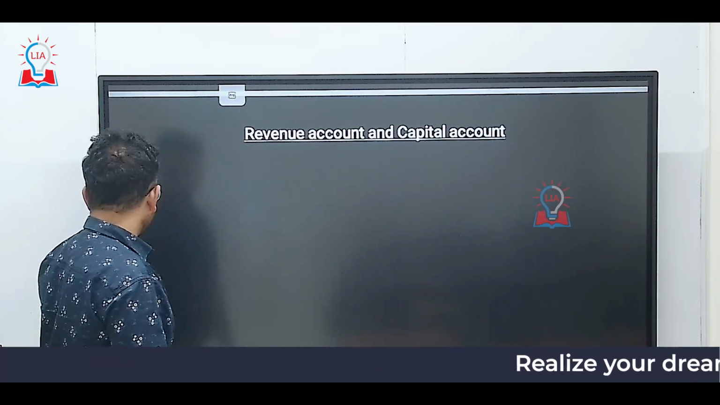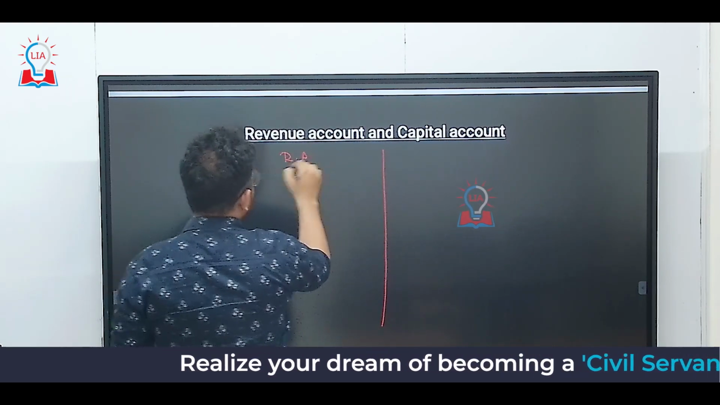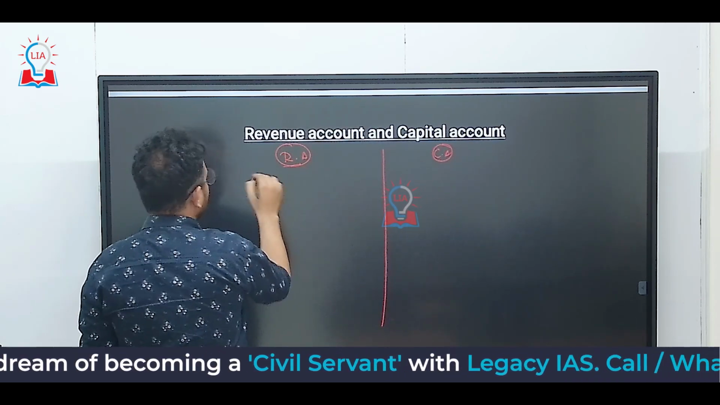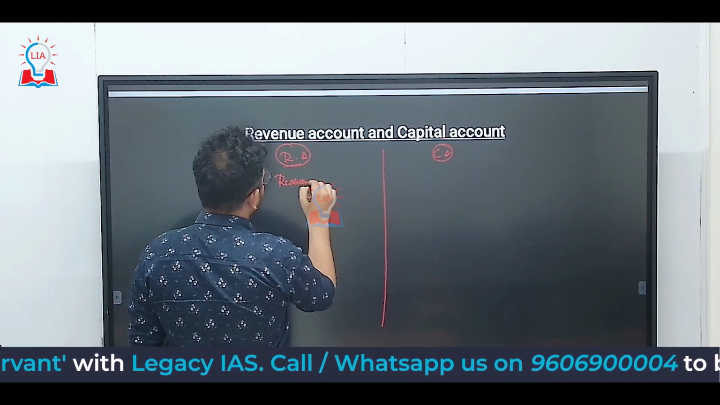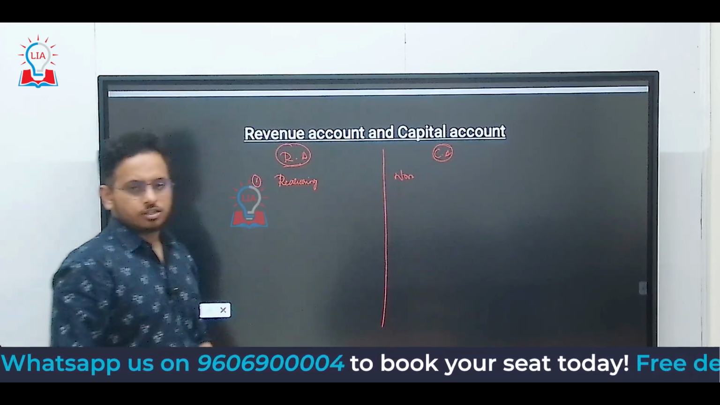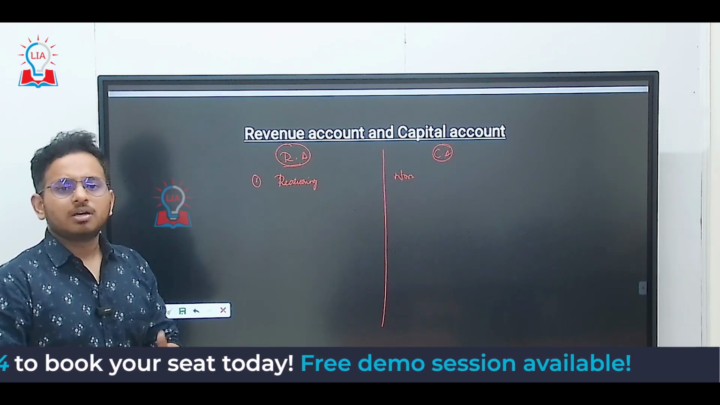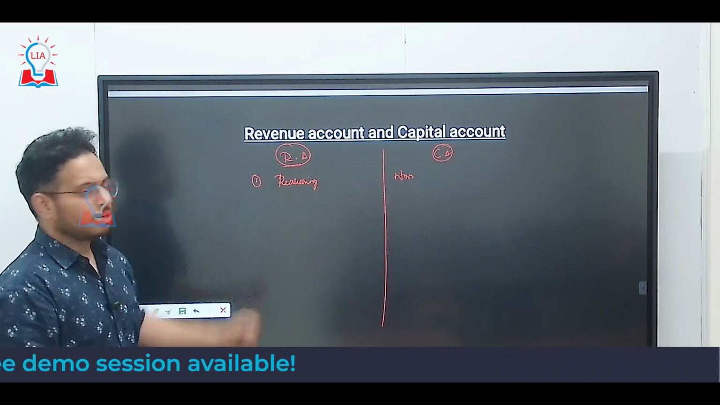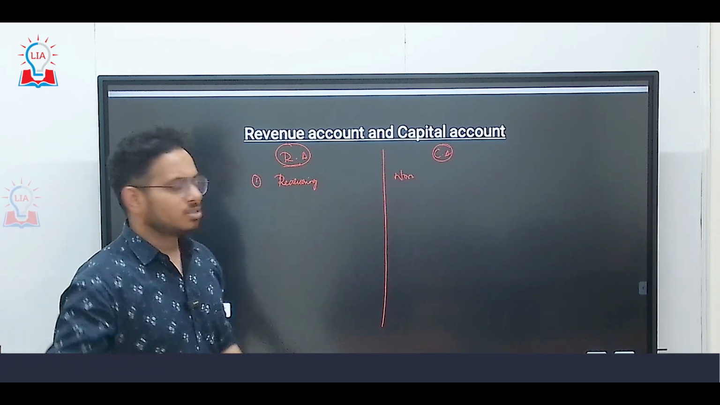Now, if you talk about the revenue account and the capital account, we will differentiate between the two. The first and most important difference between the revenue account and the capital account is that the revenue account is recurring in nature, whereas the capital account is non-recurring in nature. Recurring in the sense that revenue payments and revenue receipts will keep coming at very regular periods, for example monthly. Salaries and pensions are part of the revenue expenditure, and salaries and pensions have to be paid every month. It's recurring in nature.